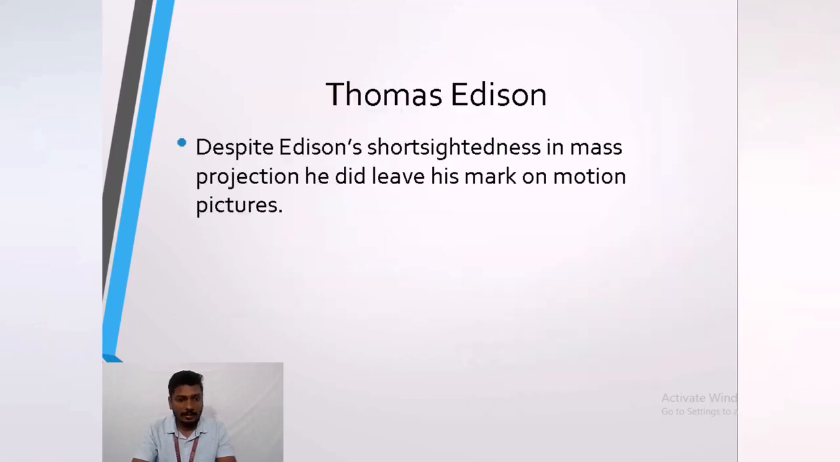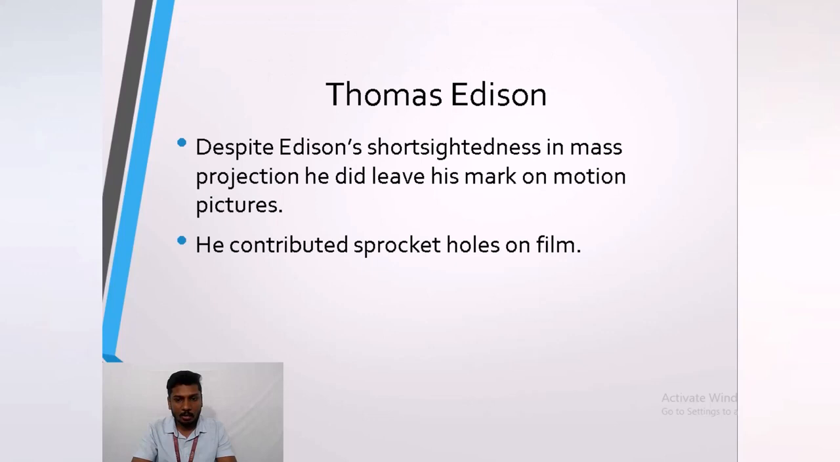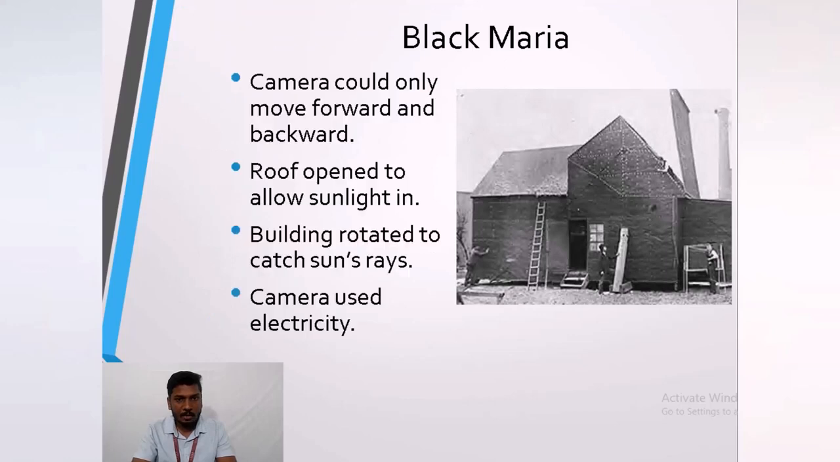Thomas Alva Edison. Despite Edison's short-sightedness about mass projection, he did leave a mark on motion pictures. He contributed perforation holes on film. Black Maria, the first movie studio: the camera could only move forward and backward, the roof opened to allow sunlight in, the building rotated to catch sun rays, and the camera used electricity.